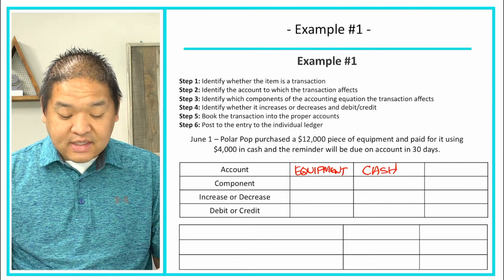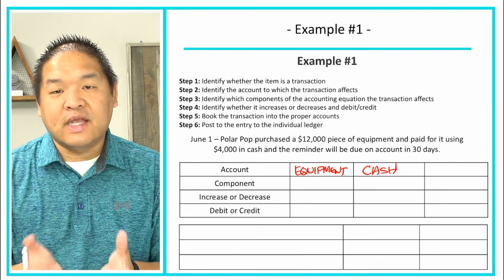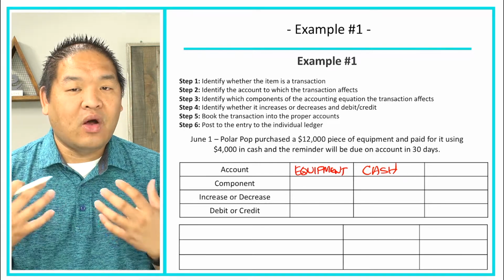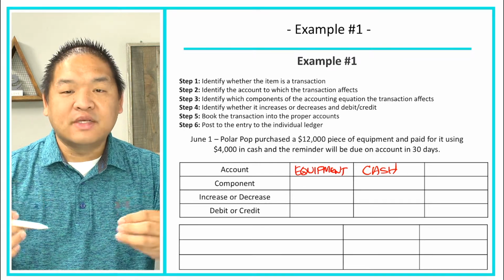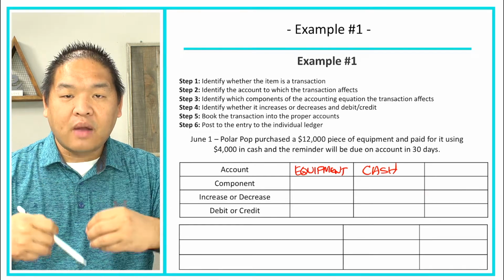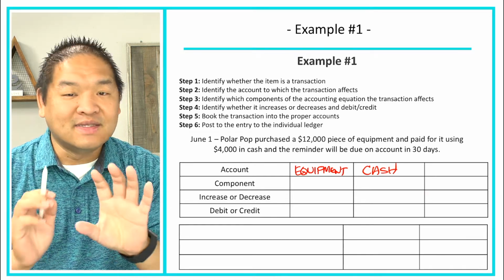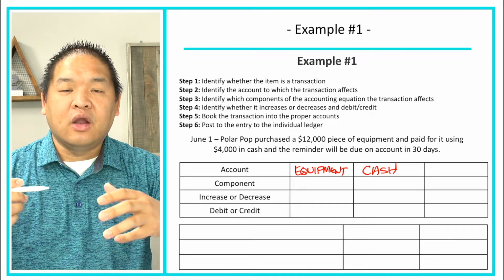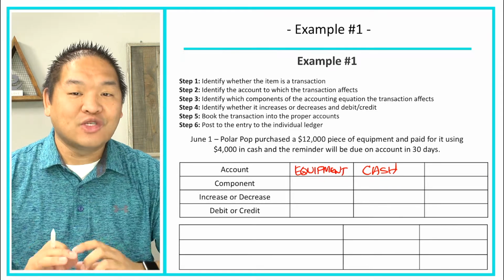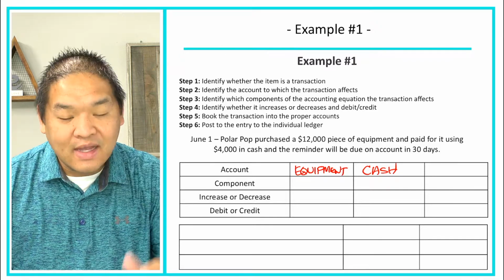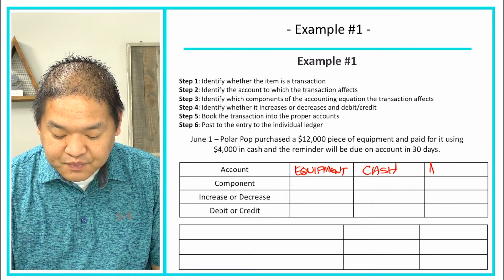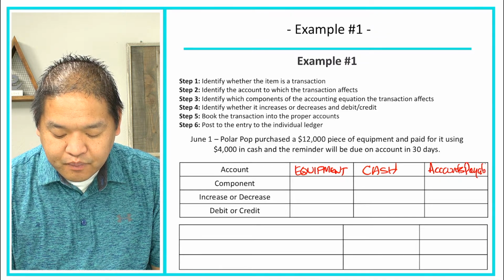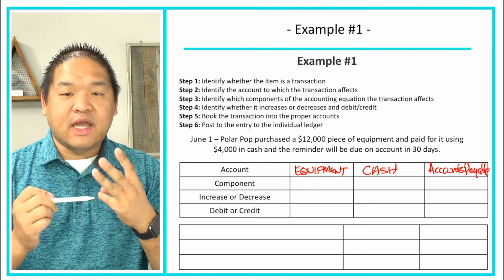And then the last thing is, we're not paying $12,000 in cash, so we have this $8,000 hole. Where is that hole going to? Well, it's a promise to pay, and we said a promise to pay that is not a formal agreement is an accounts payable. We're going to account for the amount we're going to pay later on. So accounts payable. All right, so equipment, cash, and accounts payable.